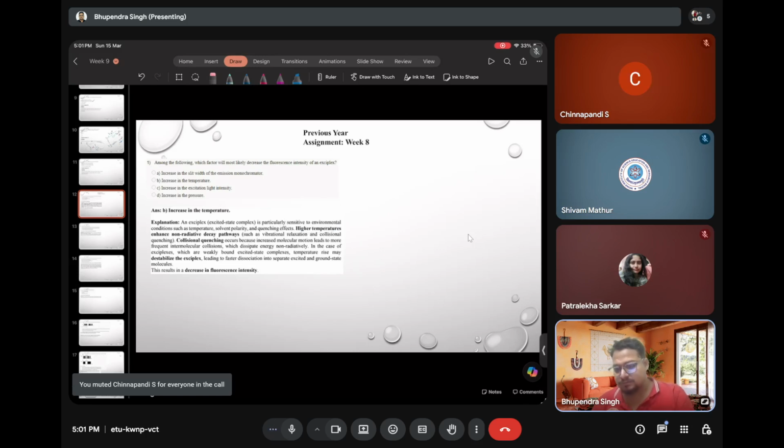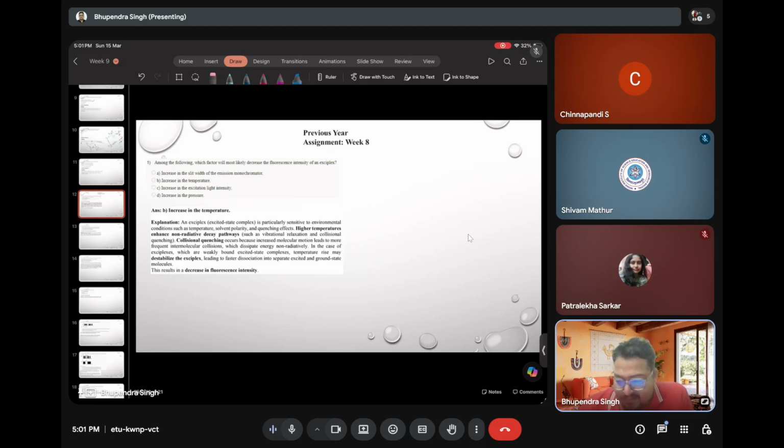Option A is increase in the slit width of the emission monochromator, which will decrease the fluorescent intensity of the XI plate. Increasing the slit width will increase the emission. So that is definitely wrong.